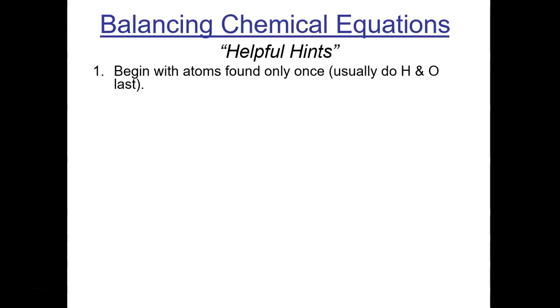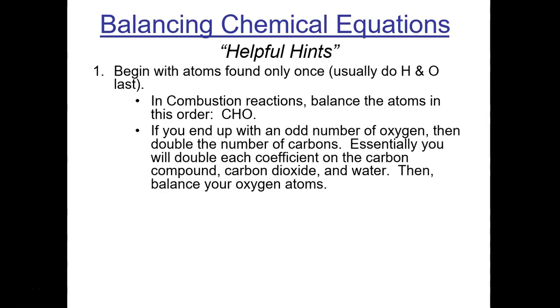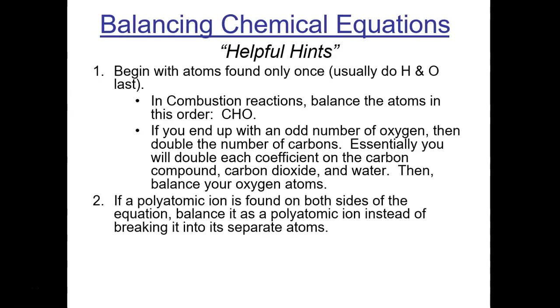First, when you balance, start with atoms that are found only once on each side of the equation. So hydrogen and oxygen will often need to come last for this reason. In combustion reactions, which is when I have a hydrocarbon reacting with oxygen to produce CO2 and water, balance in the order carbon, hydrogen, oxygen. If you end up with an odd number of oxygen on the product side, then you'll basically have to double all your existing coefficients. So you'll put a 2 in front of the hydrocarbon, double the coefficients on carbon dioxide and water, and then you should be able to balance oxygen.